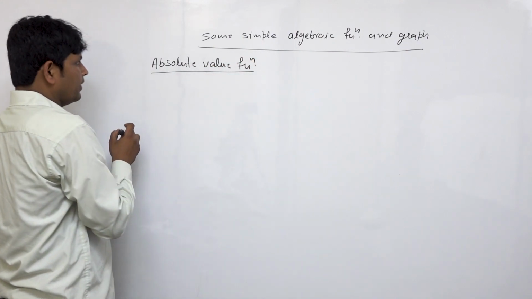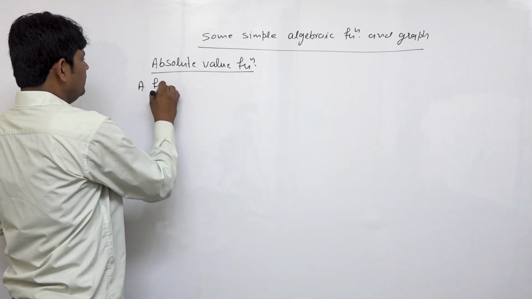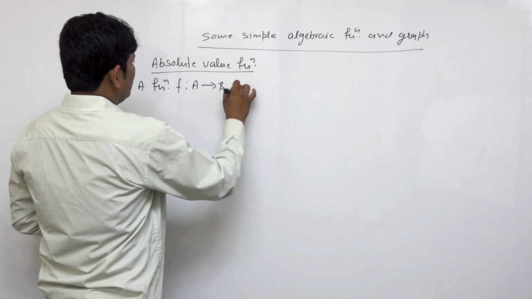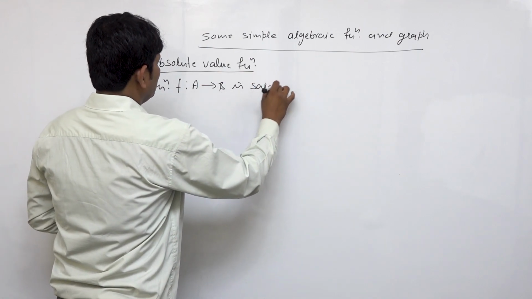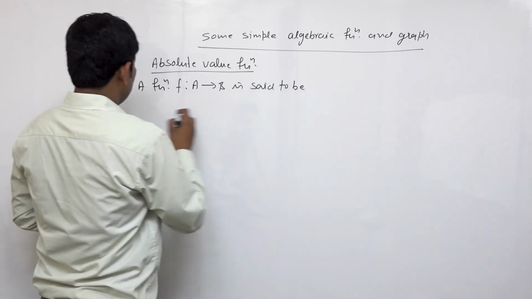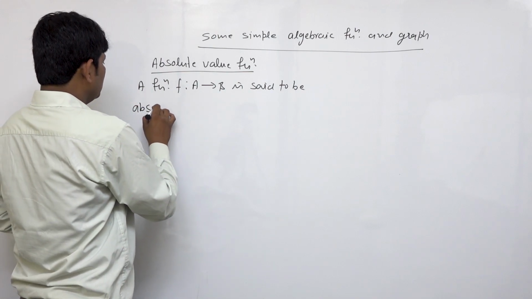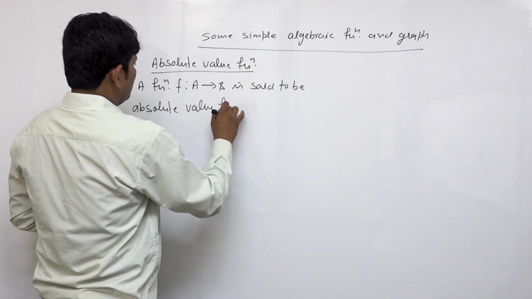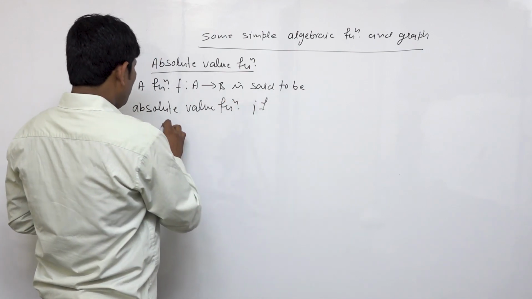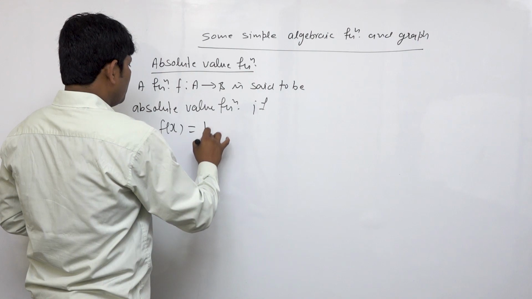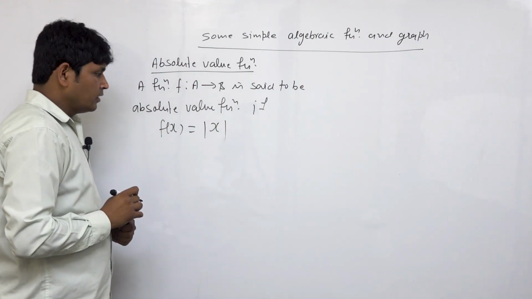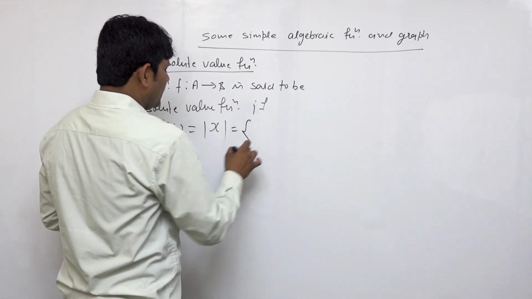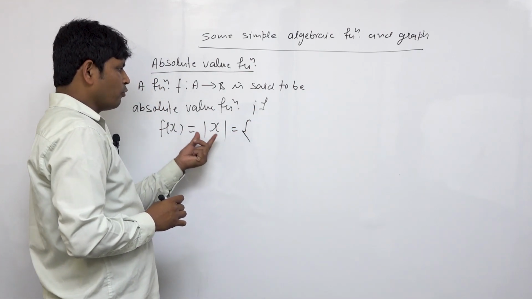Absolute value function is defined like that. A function f defined from A to B is said to be an absolute value function if f(x) is in the form of modulus of x. So this is called the absolute value function. This can be defined as, I explained before about the modulus function.